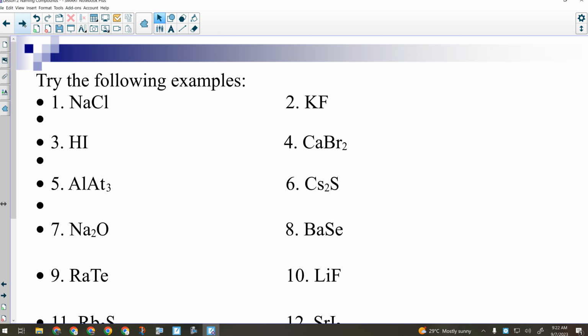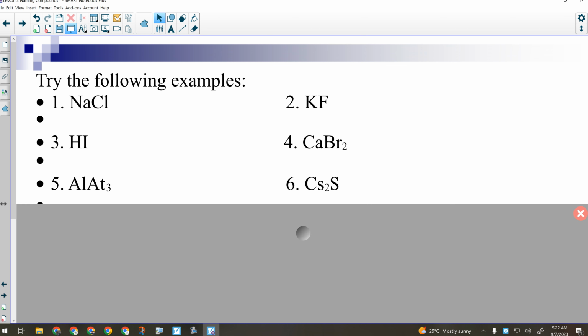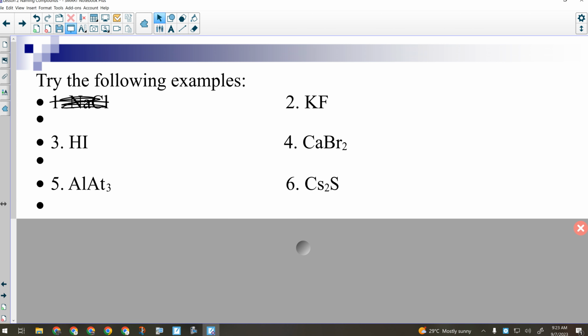Here's what I would like you guys to try. Let's see how much you remember. I want you guys to try the first 6 here. We already did number 1, so let's not worry about number 1. I want you to write the names for the first 6. And I would say probably write down the question. So number 2, go KF, and then write what KF is. I'll give you a few minutes to get ahead of me on that, and then we'll walk through them together. Remember, metal first, non-metal second, non-metal ends in -ide.